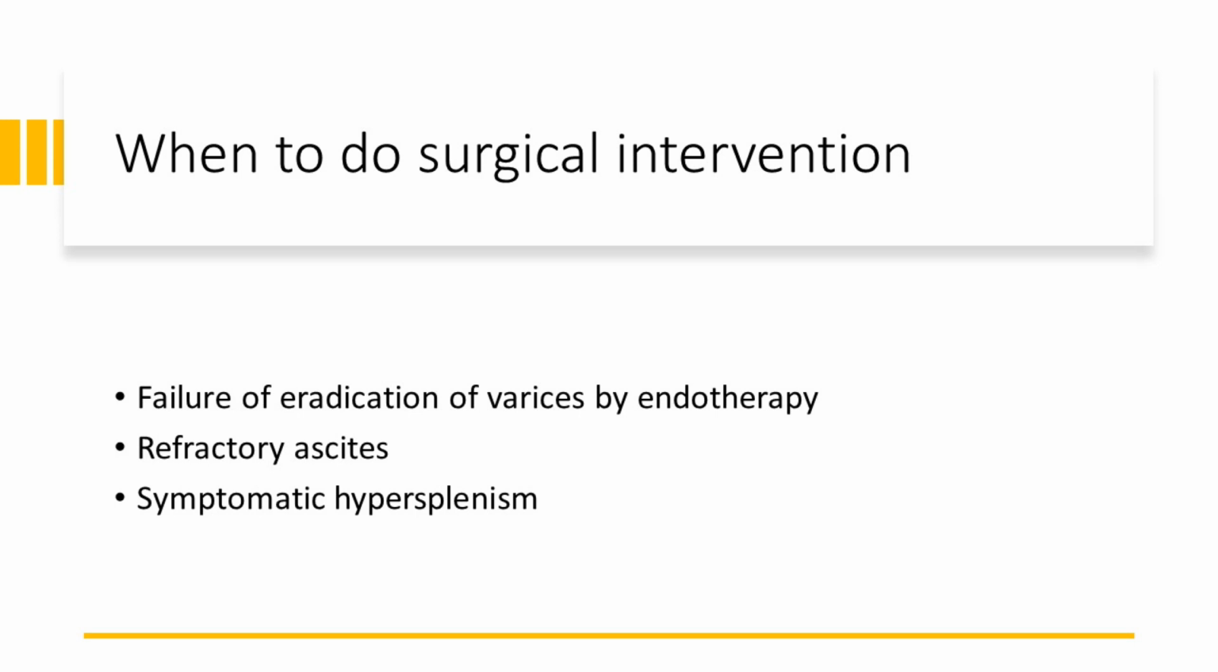And when do you do surgical intervention, that is your shunt surgeries? It is when there is no response to varices after endotherapy. That means the child continues to bleed, there is refractory ascites, or there is symptomatic hypersplenism, then you may want to think about removing the spleen. But it's only about symptomatic, just don't treat a pancytopenia.